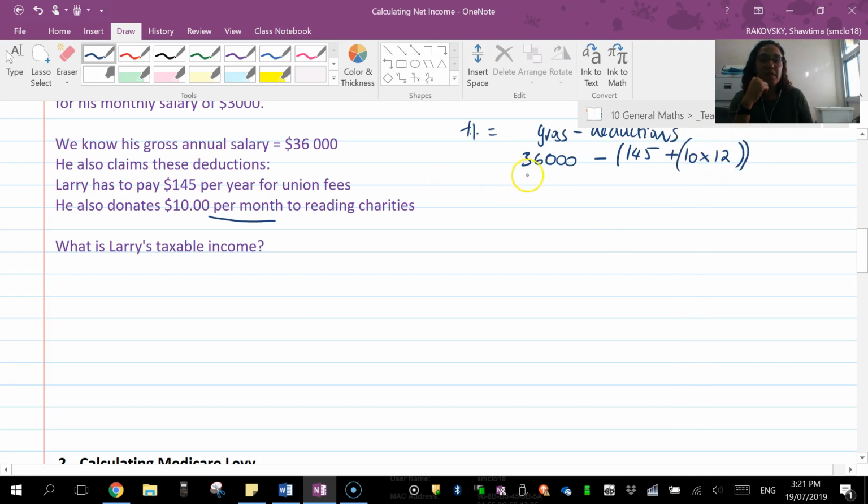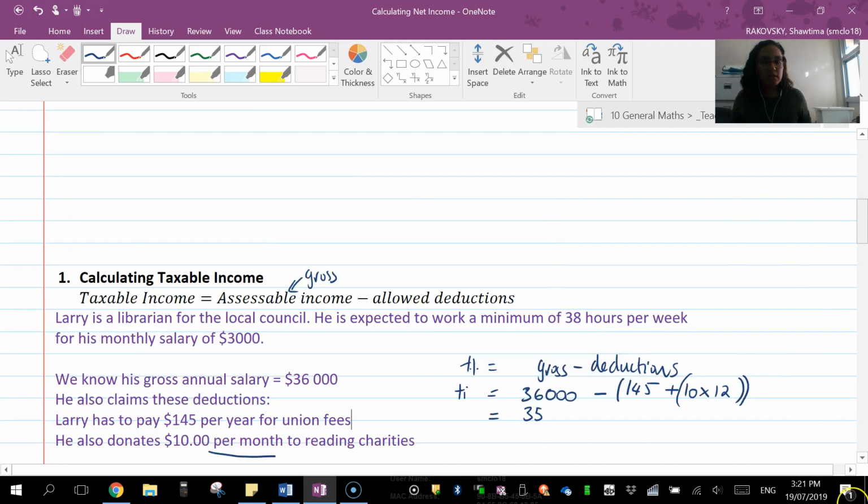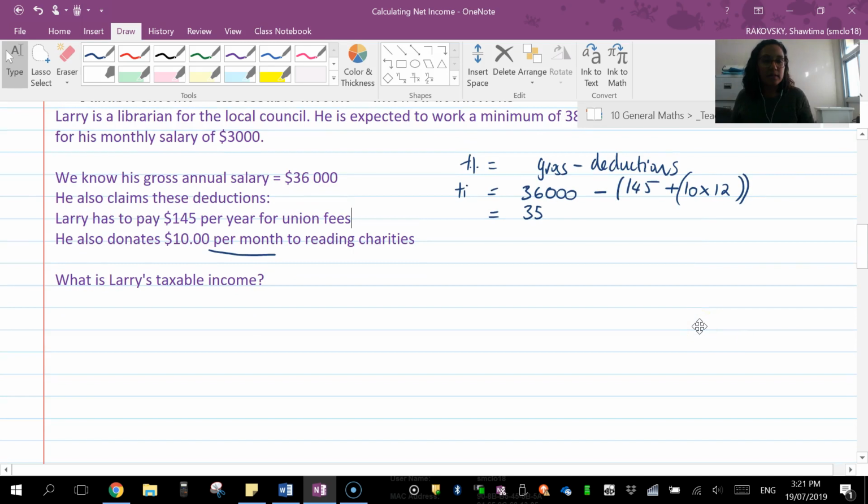So taxable income is going to be this minus all this, which gives us a lovely, wondrous taxable income of $35,735. So that's our taxable income.